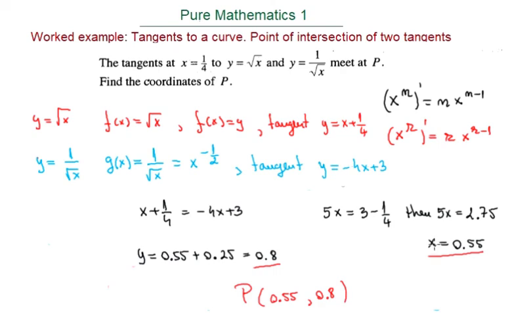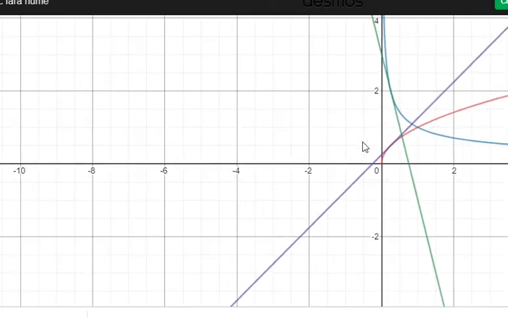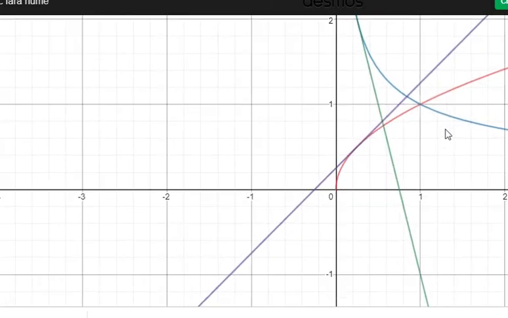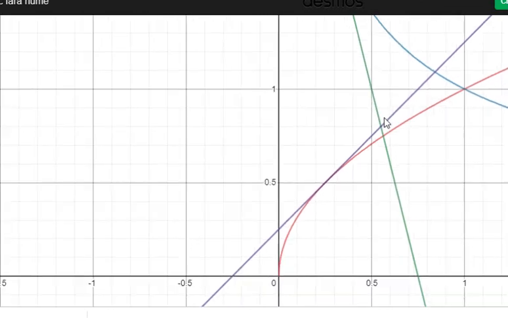Also, what you can do to check your results is using the Desmos graphic plotter. Plot your graphs. So these are my two curves, the red one and the blue one, and the two tangents, the purple tangent to the red curve and the green tangent to the blue curve, and we can check their point of intersection of the two tangents, which will be P of coordinates 0.55 and 0.8.